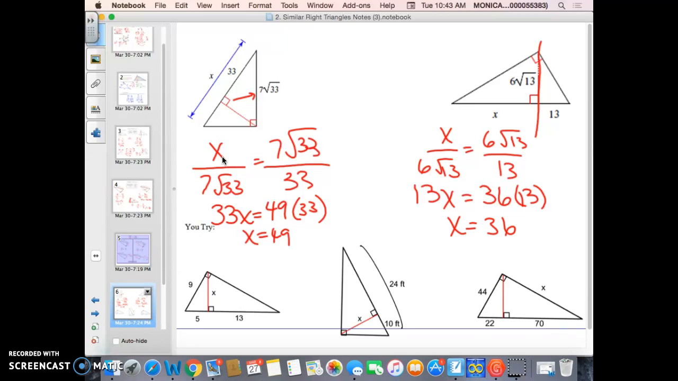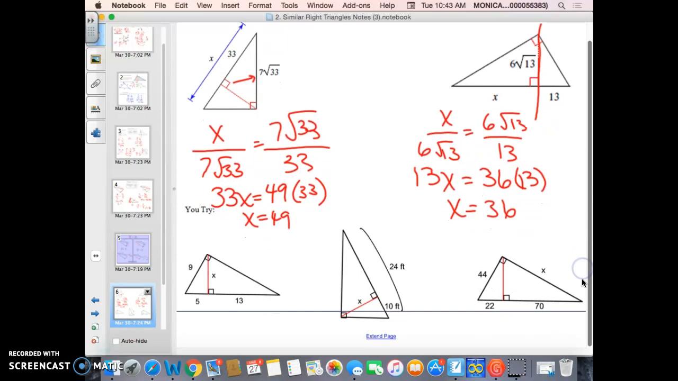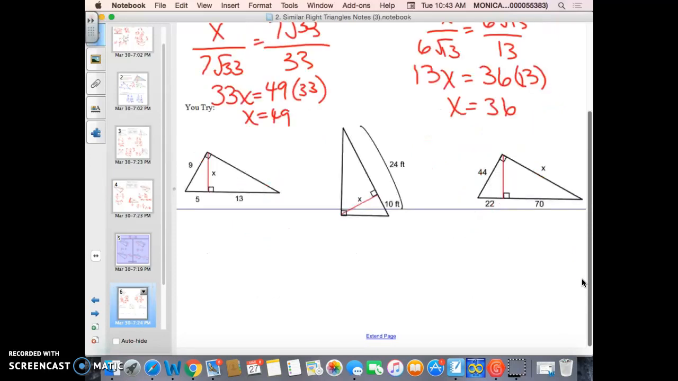All right, the next set of problems have some extra information that you're going to need to ignore. Okay, so in this problem, again, I'm looking for an altitude. So this would be 5 over x equals x over 13. Cross multiply and take the square root, because you're going to get x squared equals 5 times 13.